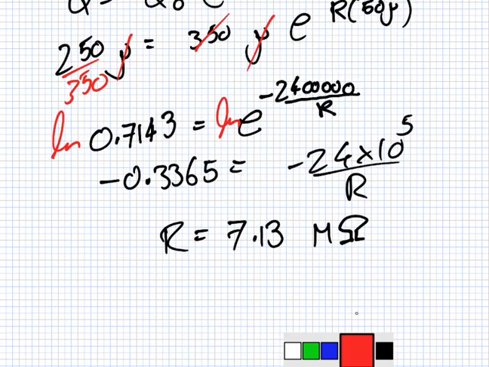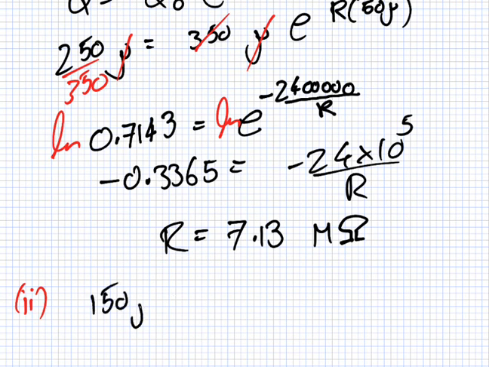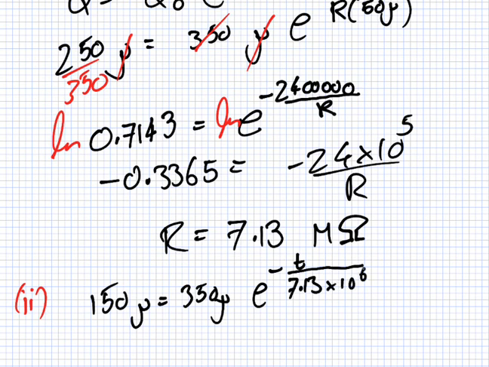Okay, next part. Mega 10 to the 6 is mega, giga is 9. Next part is they want the time if the charge is 150. So 150 micro equals 350 micro e to the minus t over R, which we know, times C, which we know. C is 350 micro.